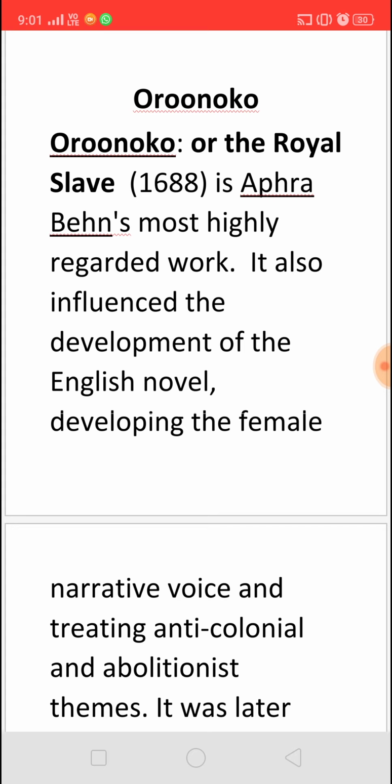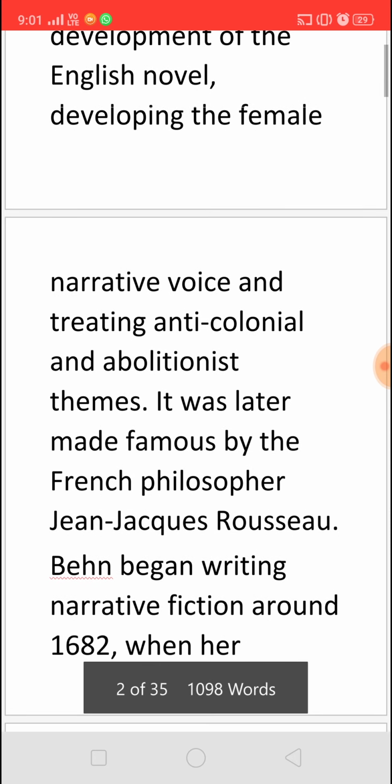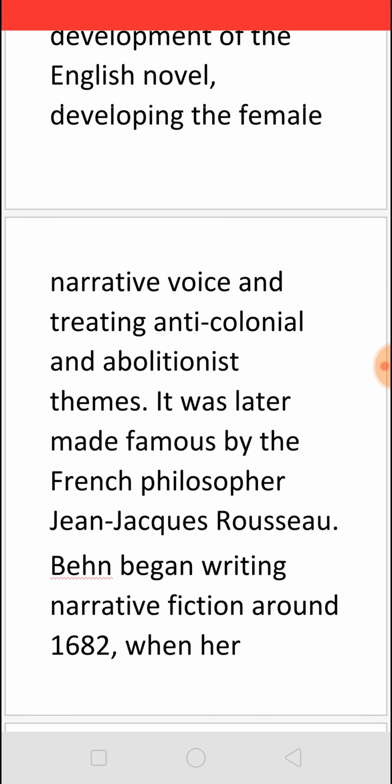And not only that, in this story she has written from a female narrative voice. And the story deals with anti-colonial and abolitionist themes. And this particular way of narration, because this story is narrated in the first person voice as well as in the third person voice, and this form of narrative was later made famous by the French philosopher Jean-Jacques Rousseau.